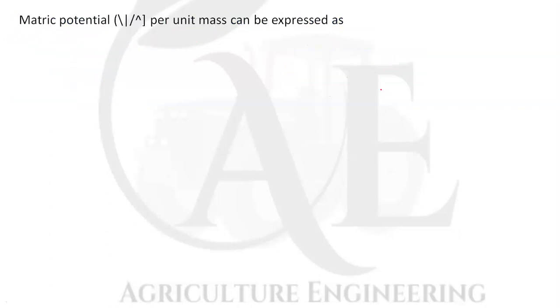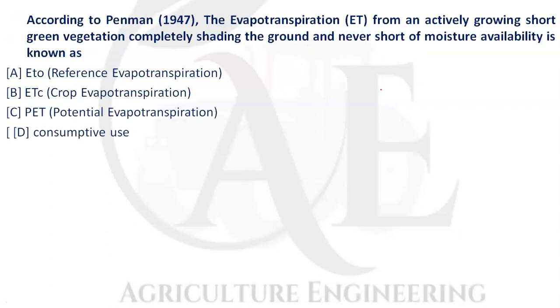Next question. According to Penman's 1947, the evapotranspiration ET from an actively growing short green vegetation completely shading the ground and never short of moisture availability is known as. So Penman's equation means it is potential evapotranspiration. So option C is the correct answer.